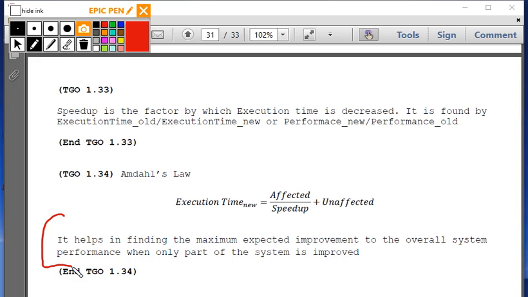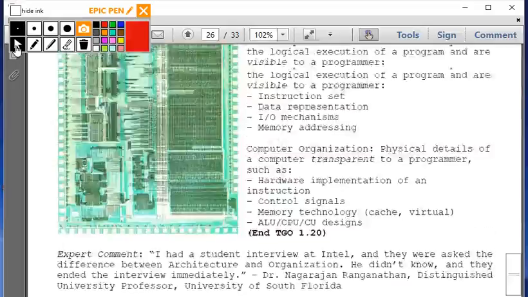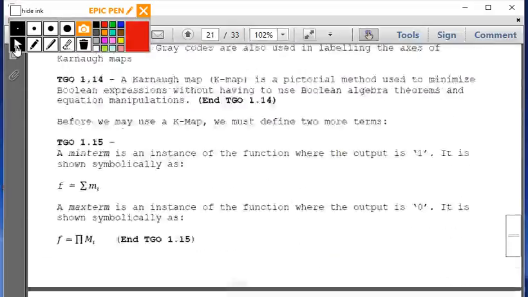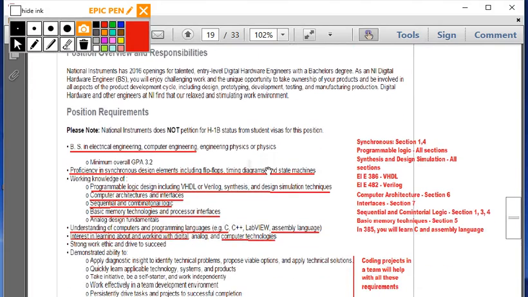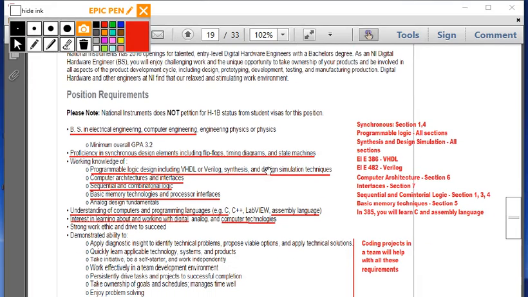So there's a couple other examples in this section, but I want to go back to the job application that I showed you from National Instruments. So interested in learning about digital and computer technologies, synchronous elements, including flip-flops. You're going to computer architectures and interfaces, basic processor memory and processor interfaces. You need to be able to understand performance in order to understand these elements. So that's where understanding the performance of a computer architecture comes in.